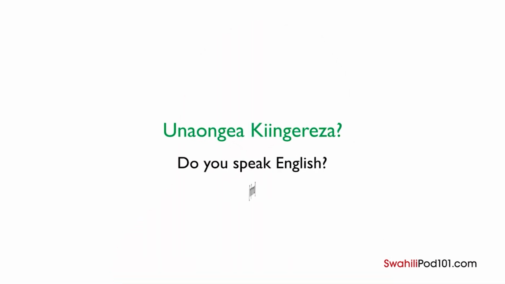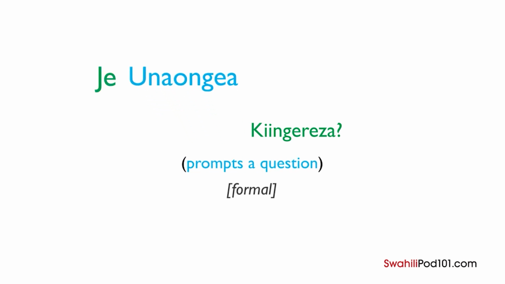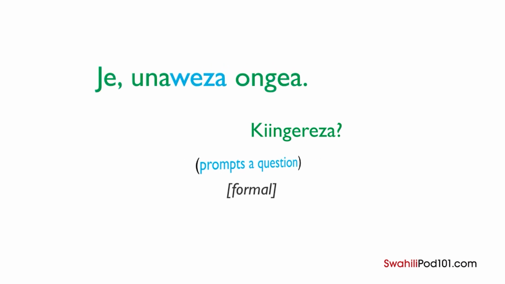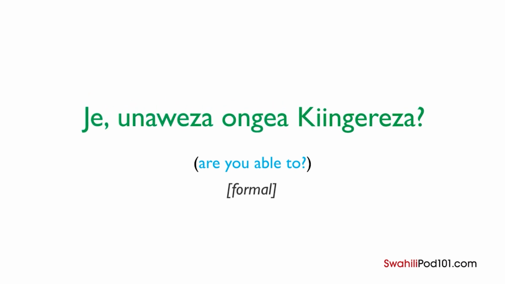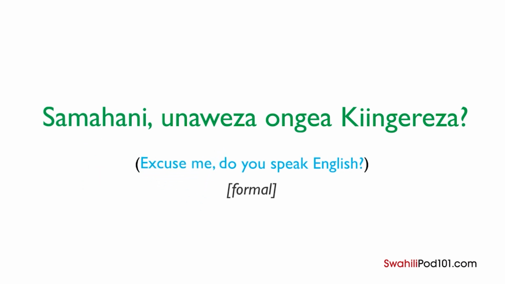We are now going to make this sentence formal. It isn't hard. First, add the word je at the beginning of the sentence. Je is a word that prompts a question. The sentence unaongea will change to je, unaweza ongea. Note the extra word weza, which means able. Je, unaweza ongea therefore means, are you able to? Let's look at the full sentence. Je, unaweza ongea Kiingereza? Do you speak English? Adding samahani, which means excuse me, makes the sentence even more polite.